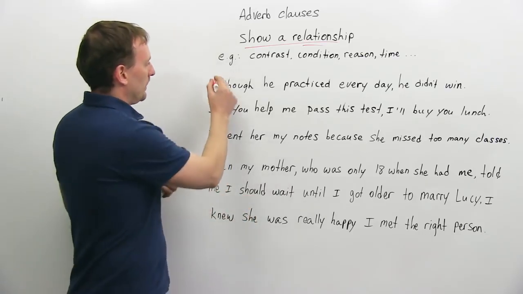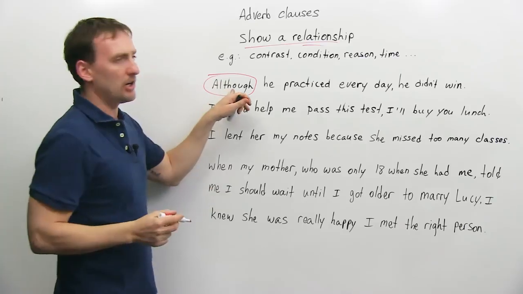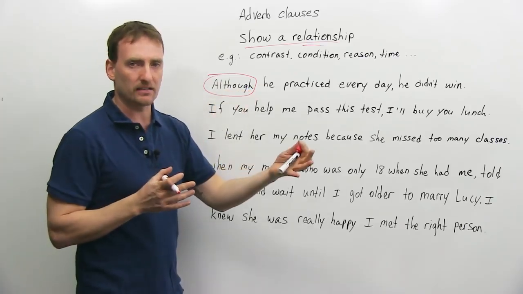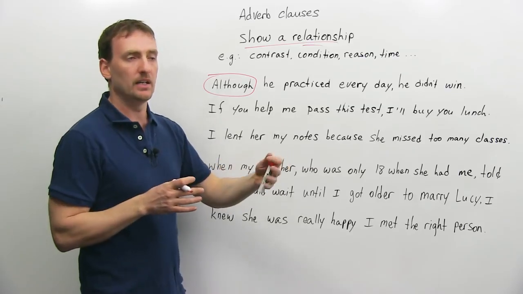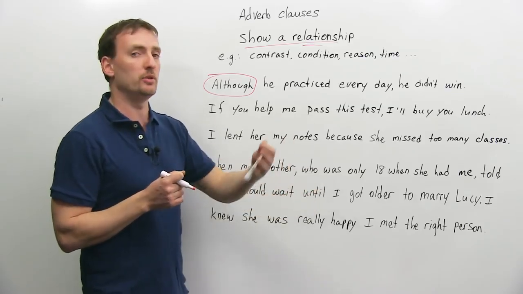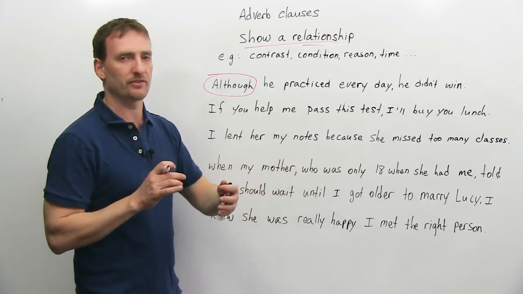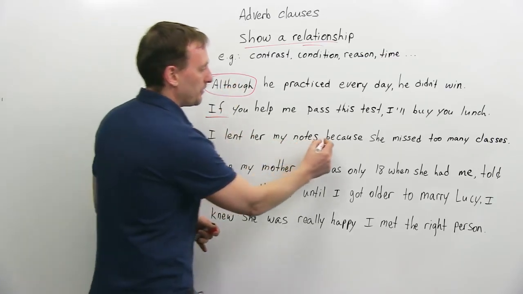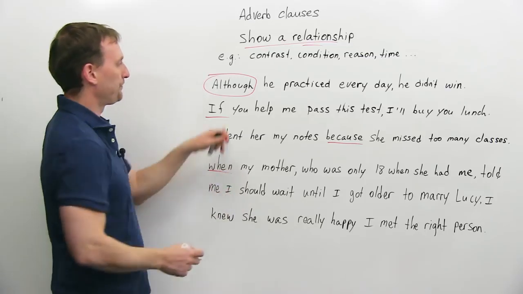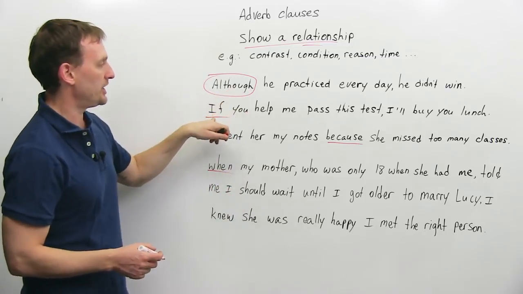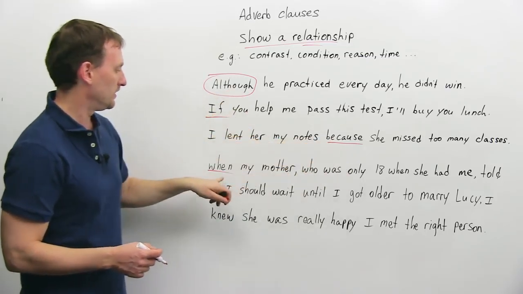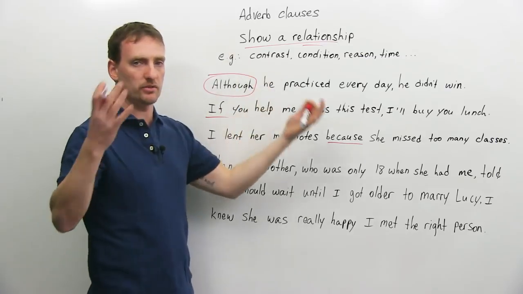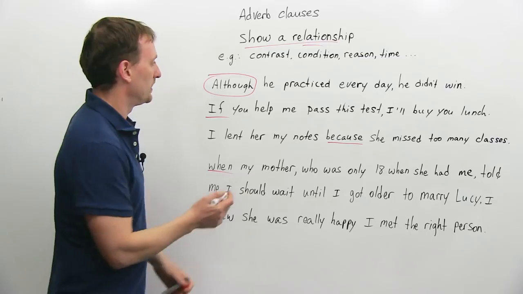So, adverb clauses, of course, have their own conjunctions. They're not what, they're not that. We don't use what, we don't use that. We could use who, we could use which. No, we can't use which, that's for a noun or adjective. Although, if, because, when. Contrast, condition, reason, time. Okay? So we can use all of these conjunctions to show all kinds of relationships.